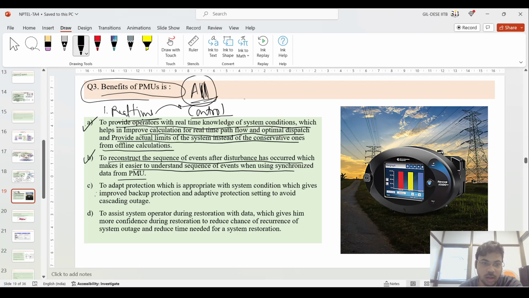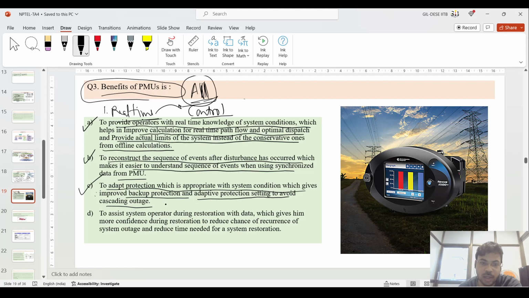So you can get the data from a single place from all PMUs through SDCs, and this is a central-based distribution concentrator or at a central node also. Coming to the C part, to adopt a protection which is appropriate with the system condition, which gives improved backup protection and adaptive protection setting to avoid cascading outage.